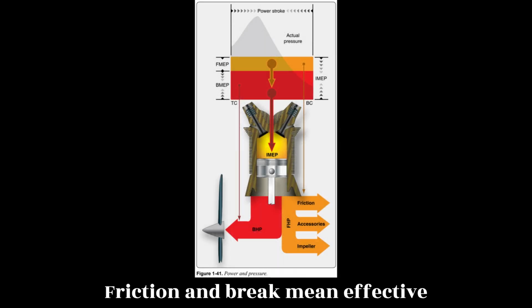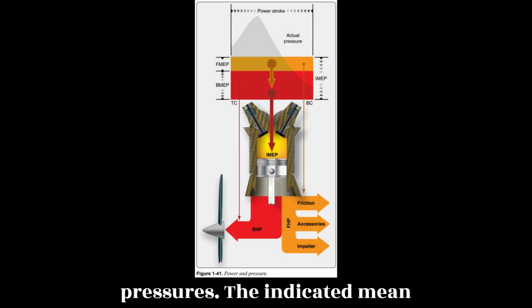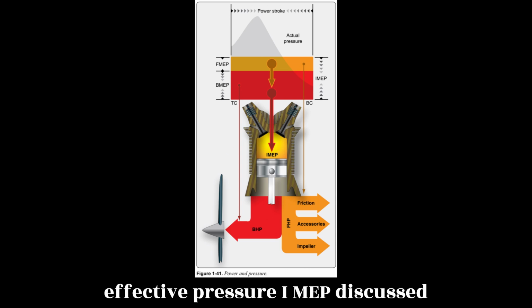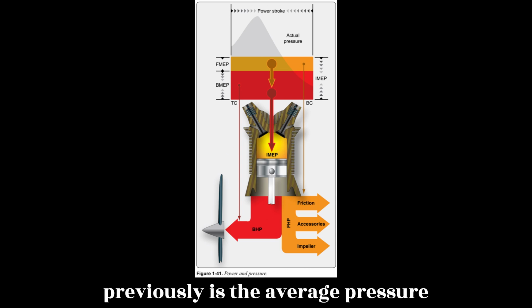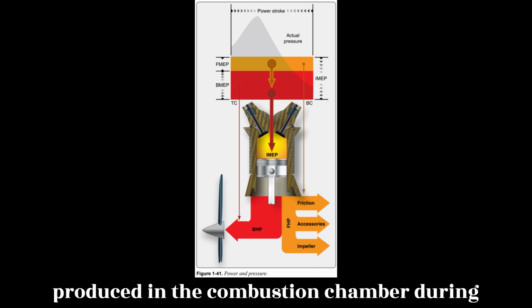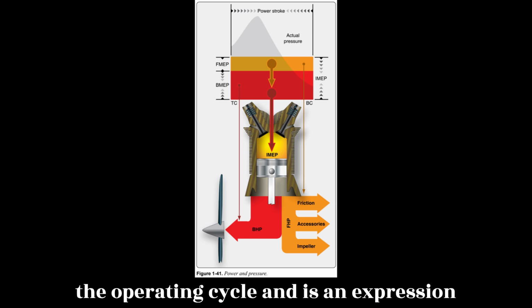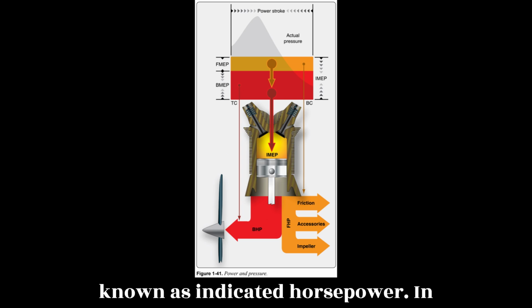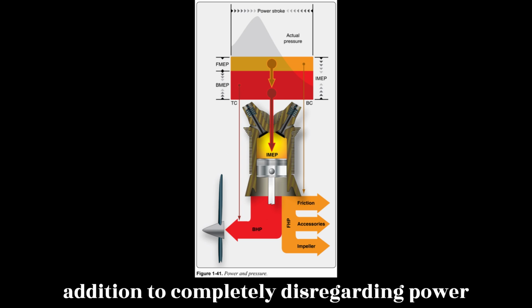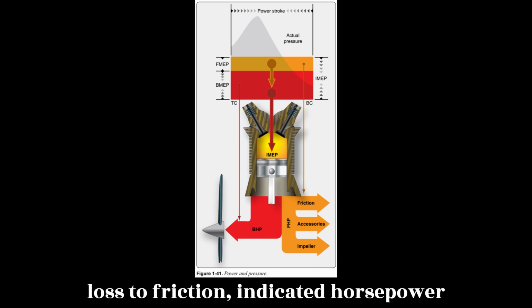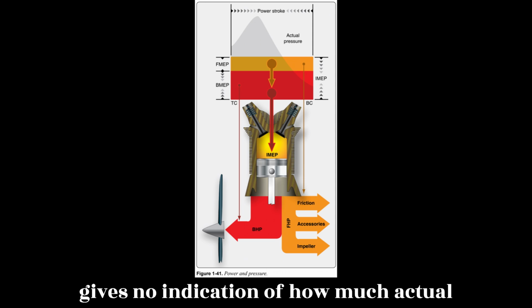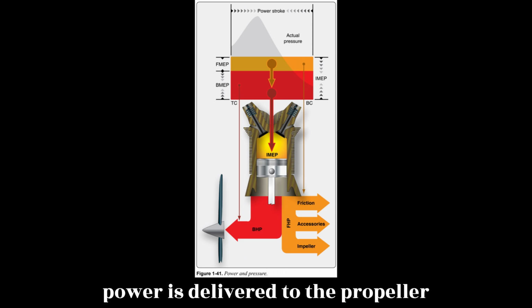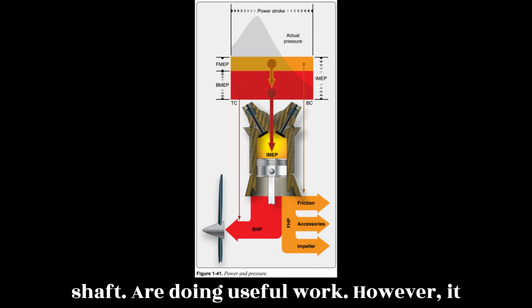Friction and brake mean effective pressures. The indicated mean effective pressure, IMEP, discussed previously, is the average pressure produced in the combustion chamber during the operating cycle and is an expression of the theoretical, frictionless power known as indicated horsepower. In addition to completely disregarding power loss to friction, indicated horsepower gives no indication of how much actual power is delivered to the propeller shaft for doing useful work.